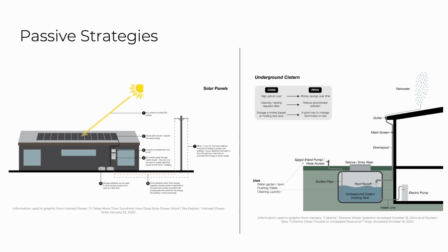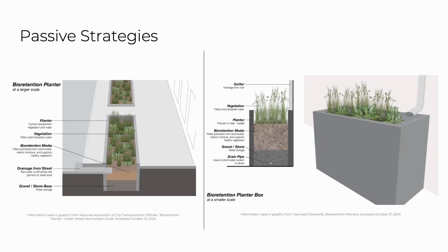The underground cistern diagrams show the way in which the rainwater will be collected from the building's roof through gutters and downspouts and saved in a tank underground, which can then be reused throughout the site with hoses or in the building for toilets.